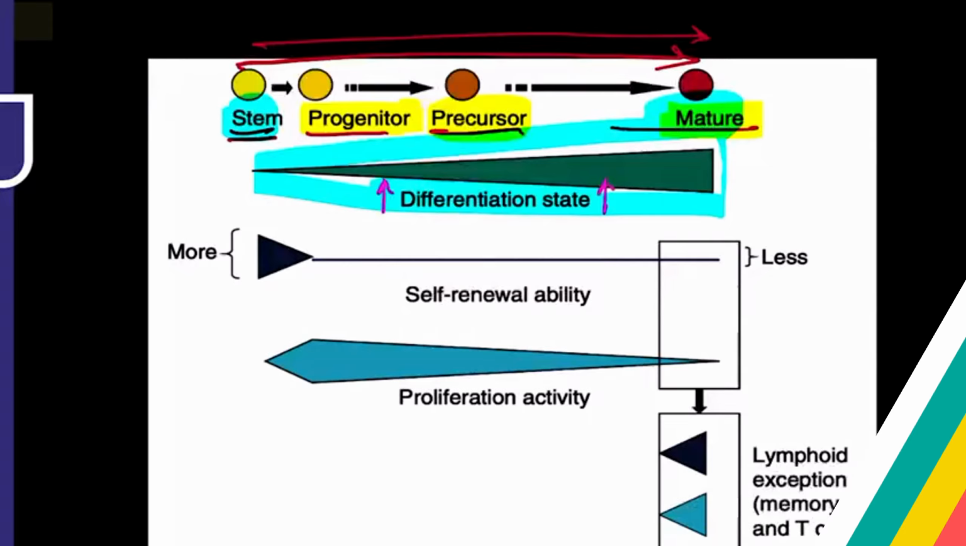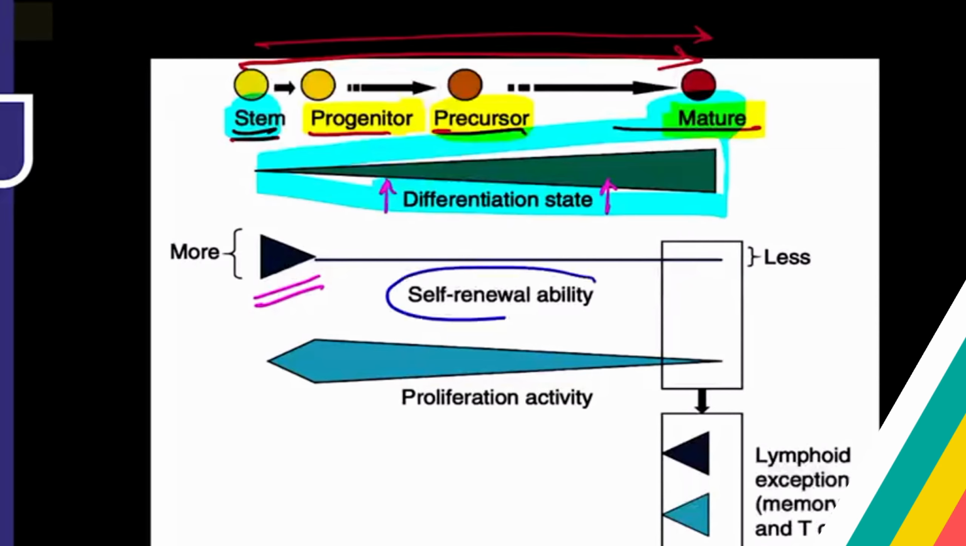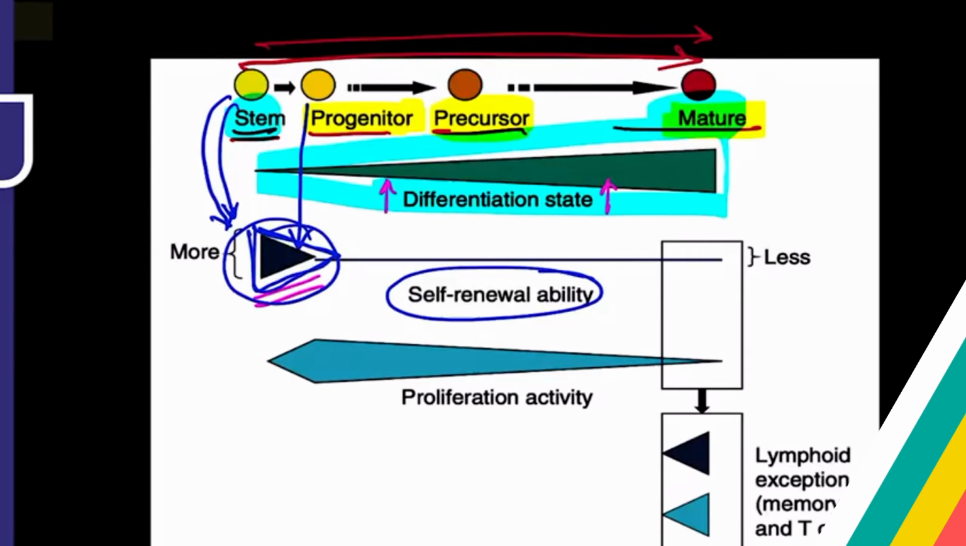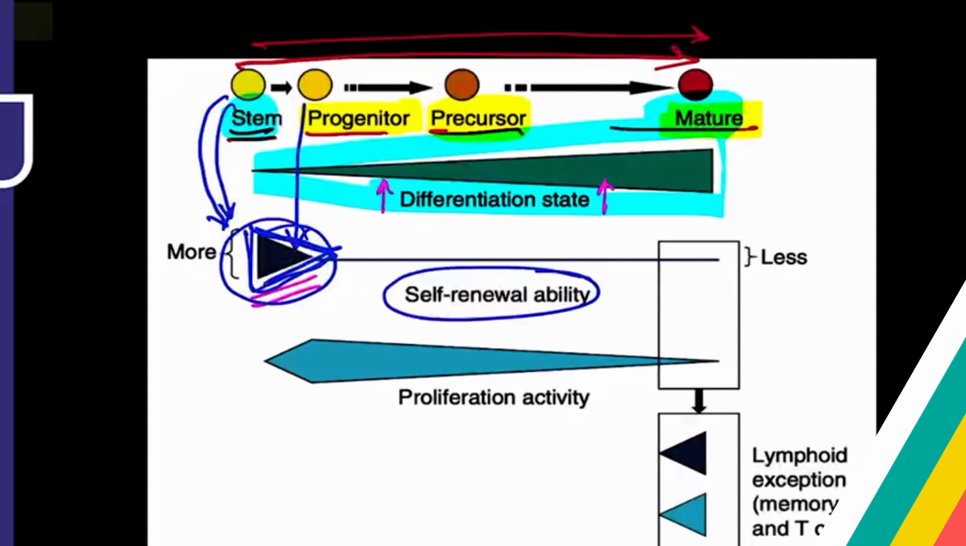Differentiation is increasing, right? But whenever you become more and more differentiated, what are you losing? This is the self-renewal ability. That's why we can find out that the self-renewal ability is maximum at the level of the stem cells, and then it is decreasing toward the progenitor stem cell. Look at this triangle. So maximum self-renewal capability is in the stem cell. When it is moving toward the precursor stem cell, the self-renewal property is decreasing, but differentiation is increasing.